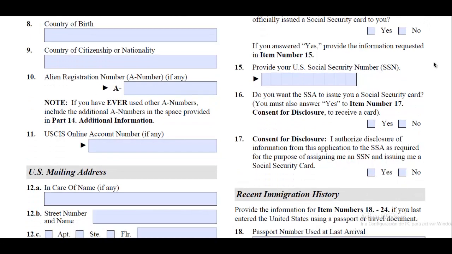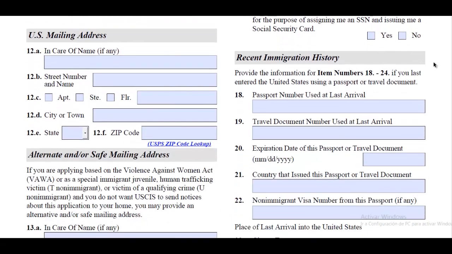For the U.S. mailing address and the alternate and safe mailing address, give the address where USCIS can send mail to you. This is important. The in-care-of line is only for people who have asked others to receive mail for them. Enter the name of the person who lives at the address, if this is the case. Notice that there is also a section for an alternate and safe mailing address. This section is an option for people who apply for a green card based on being abused or in a dangerous situation.